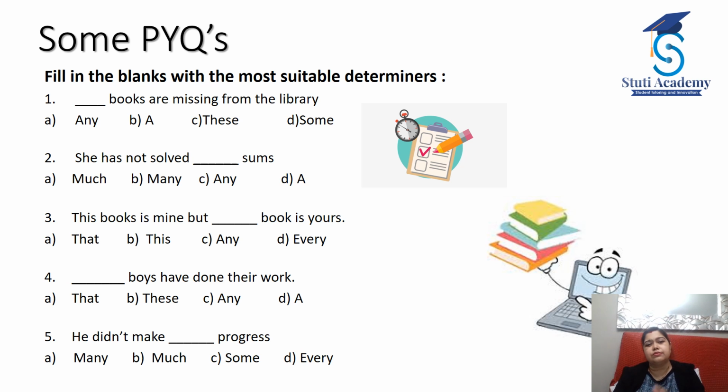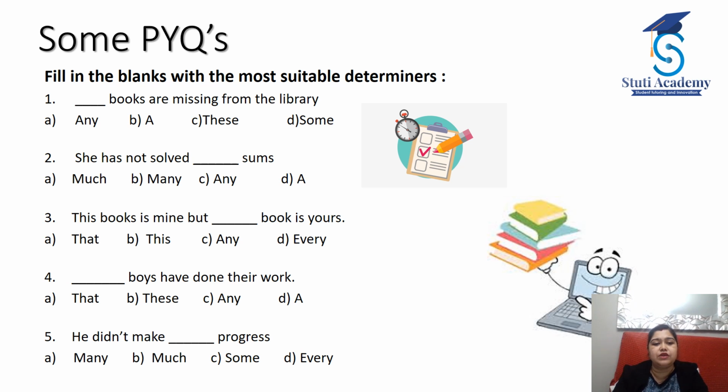Okay. This book is mine, but dash book is yours. That, this, any, every. So the correct answer will be that, because this is closer to me. This specific one, this one is mine, but that one, which is distal, is yours. Okay. So that.